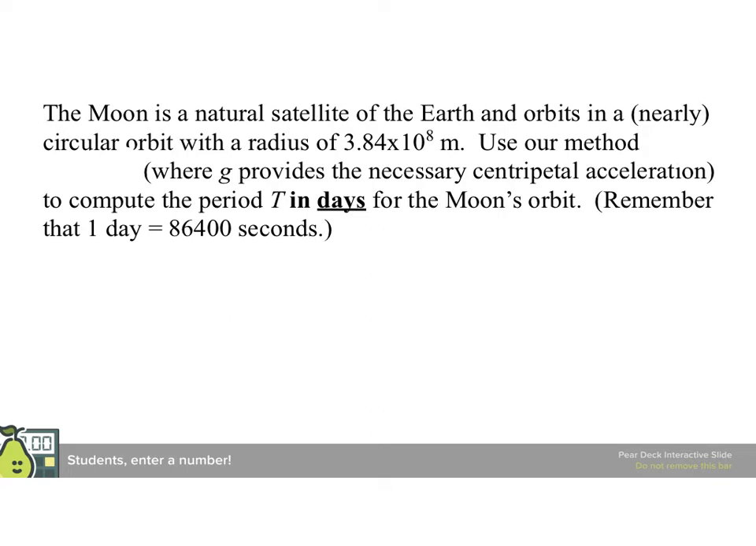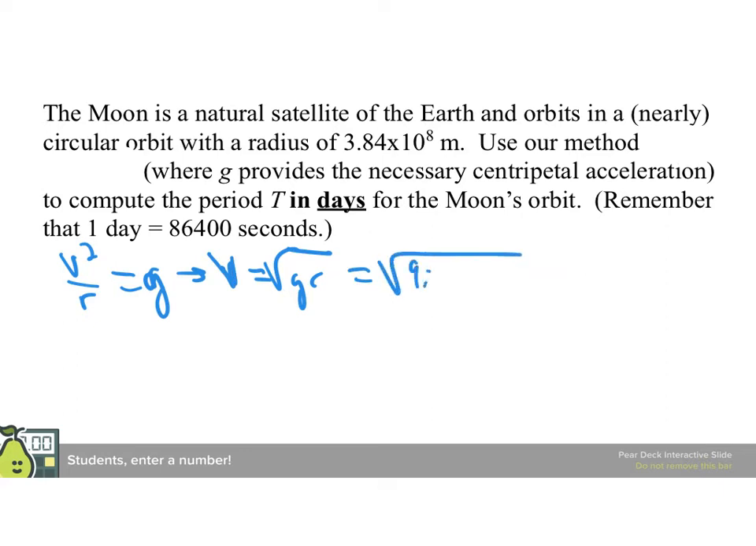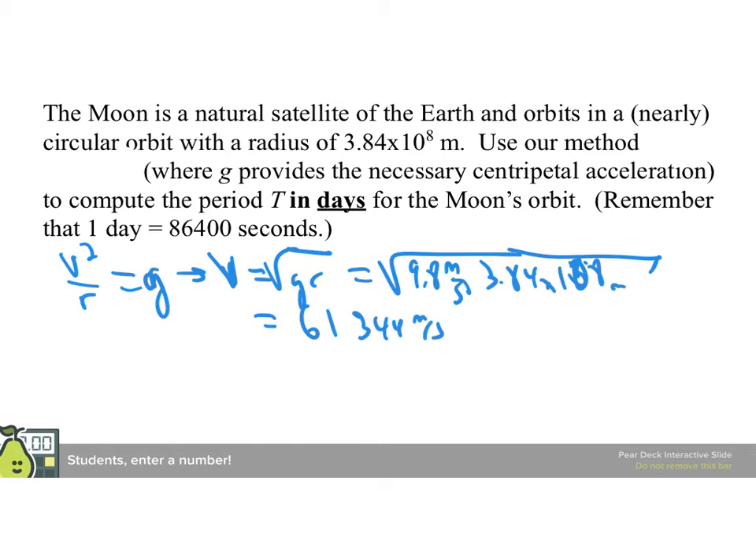So we're saying that v squared over r is being provided by g, so that v is the square root of gr, which is the square root of 9.8 meters per second squared times 3.84 times 10 to the 8 meters, which is something like 61,344 meters per second. And you might wonder, how does that help? Because we'll also say that v is the distance traveled over the time taken. So it's going to be 2 pi r over the thing we want, or the period T is 2 pi r over v.